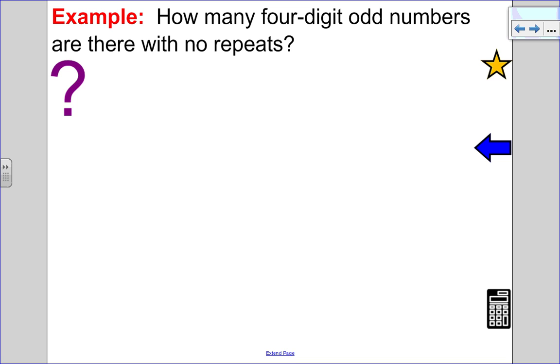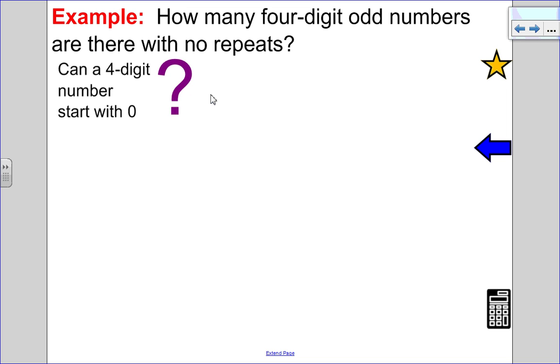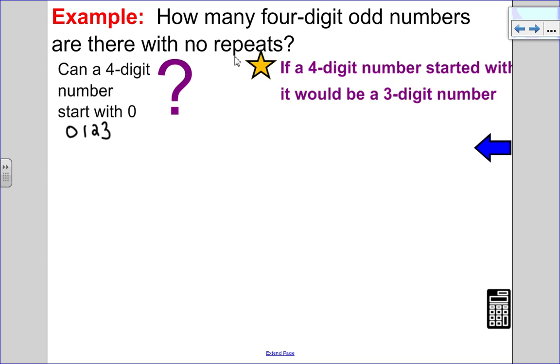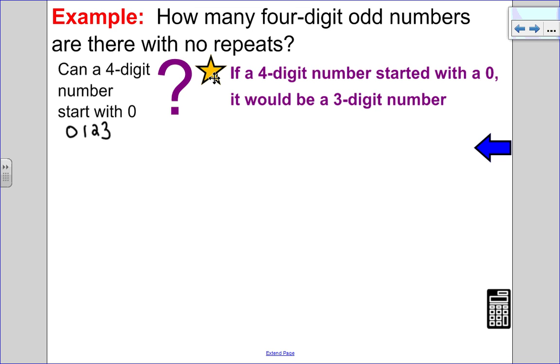Okay, let's look at this one. Now we're going to move away from PINs and talk about numbers. How many 4-digit odd numbers are there with no repeats? So again, I ask you that same question I asked about PINs. Can a 4-digit number, not a PIN this time, start with 0? So can I have something like this, 0, 1, 2, 3? Well, looking at that, you can see that is not a 4-digit number anymore. It is now a 3-digit number. So if a 4-digit number starts with a 0, it would be a 3-digit number. So can it start with the number 0? No is the answer to that.